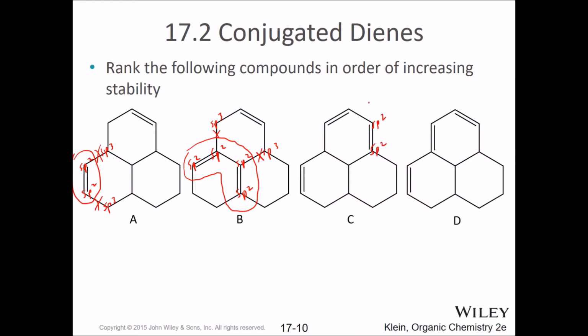sp2, sp2, sp2, sp2. These are conjugated. Wait a second, this looks identical to that one, doesn't it? There's an sp3. No, it's not quite identical. Okay, but watch this: sp2, sp2, sp2, sp2, sp2, sp2. Wow, look at that. Beautiful. 6 of them.